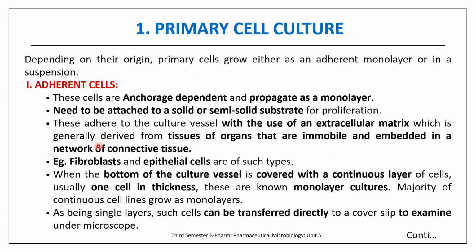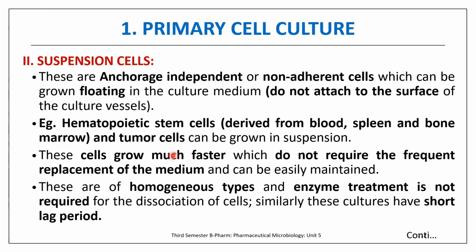Examples of adherent cells are fibroblasts and epithelial cells. And examples of suspension cells are hematopoietic cells and tumor cells. Hematopoietic cells include blood cells, spleen, as well as bone marrow. The advantage of this kind of cell is that they grow much faster and do not require any replacement of the culture media. That is one of the important advantages when we perform animal cell culture.